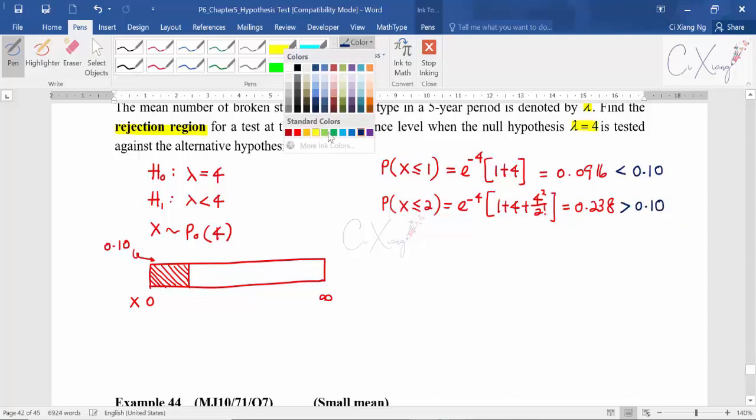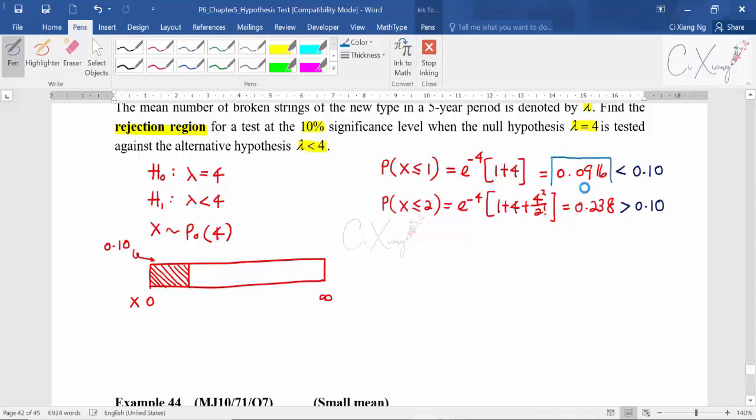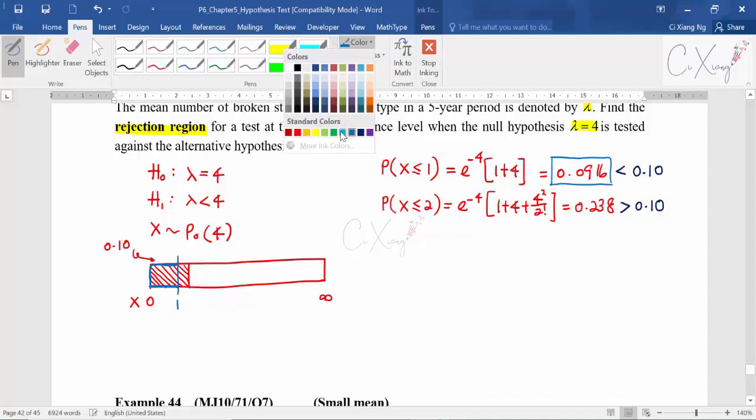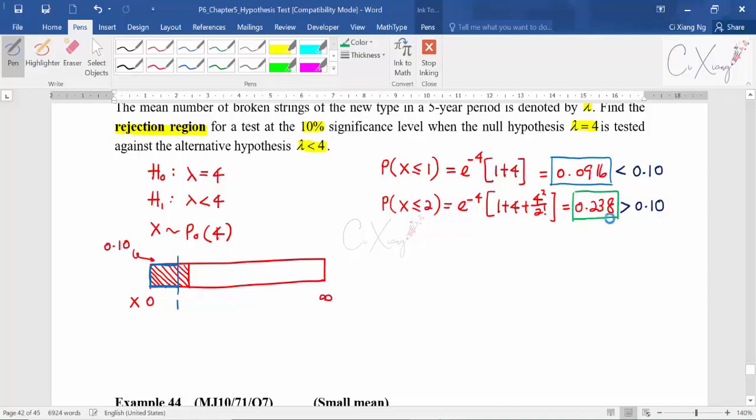What does this mean? It means you can stop here, because you already have more than 10%. Have a look at all this. For 0.0916, that means when x is equal to 1, the area for x smaller than or equal to 1, the blue area here, is 0.0916, which is smaller than the area 0.1. And if you look at the probability of x smaller than or equal to 2, you get an area that is larger than 0.1.